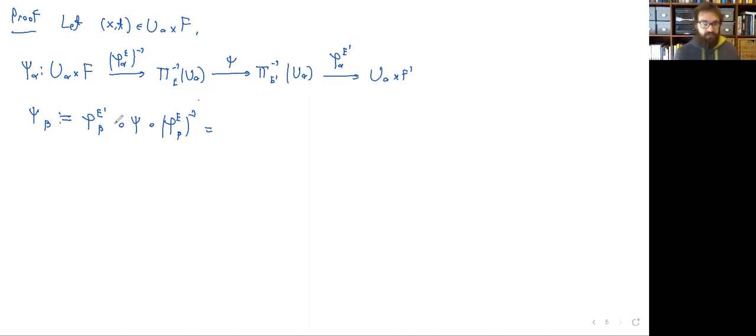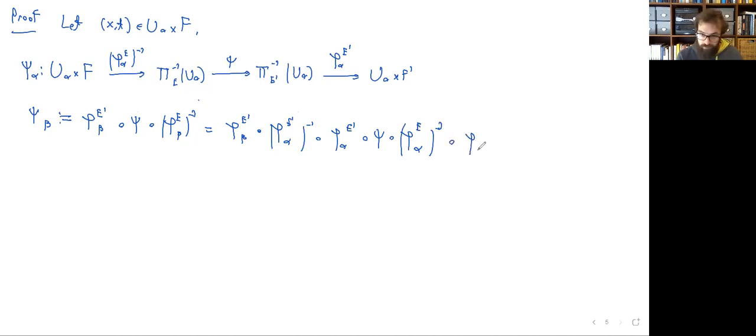Now we will stick some phi alpha inverse in between. What I mean by this, we just do C beta E prime composed C alpha E prime inverse composed C alpha E prime. So you see these two cancel out, so I can just put them there, and I'll do the same on the other side. So C alpha E inverse composed C alpha E composed C beta E inverse. Okay, so now let's slow down again. So I just put in this identity. Yeah, this is identity, this is identity.